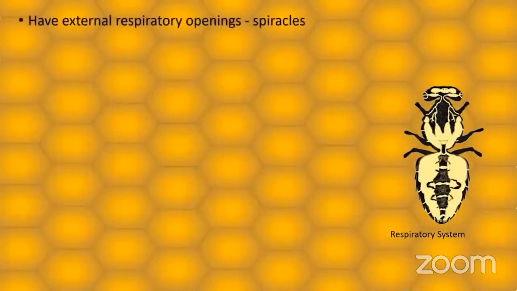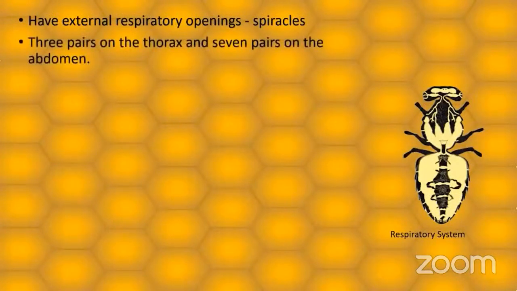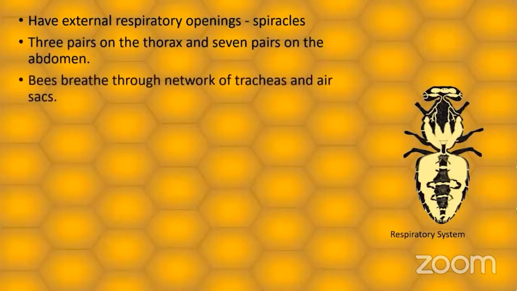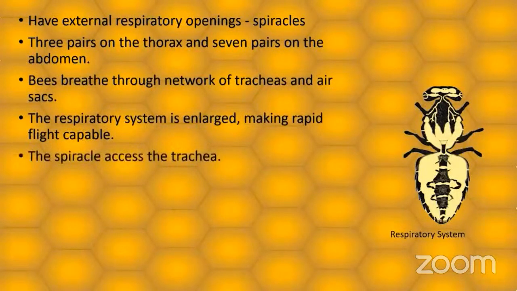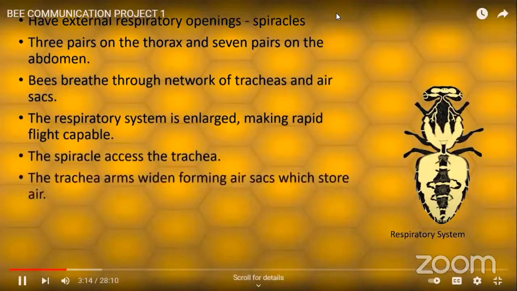Honeybees have external respiratory openings called spiracles, of which 3 pairs on the thorax and 7 pairs on the abdomen. Bees breathe through a network of tracheates and air sacs. The respiratory system is enlarged, making rapid flight capable. The spiracles access the trachea. The trachea arms widen, forming air sacs which store air. Branching trachea and tracheoles supply oxygen.